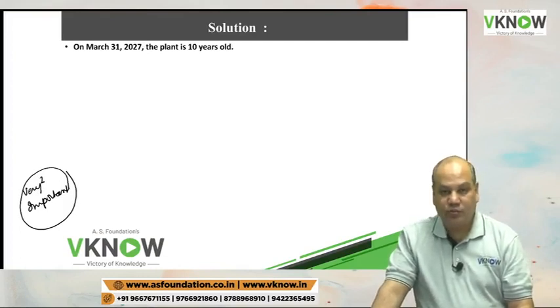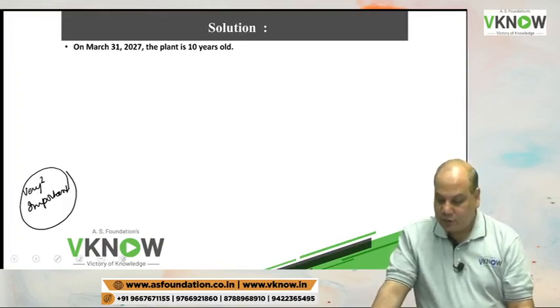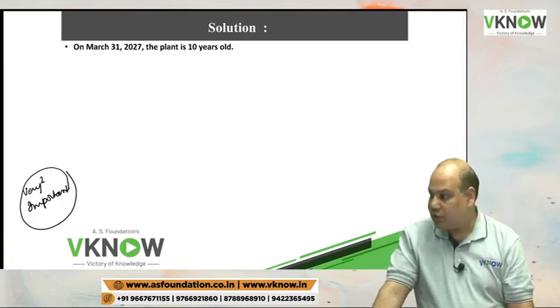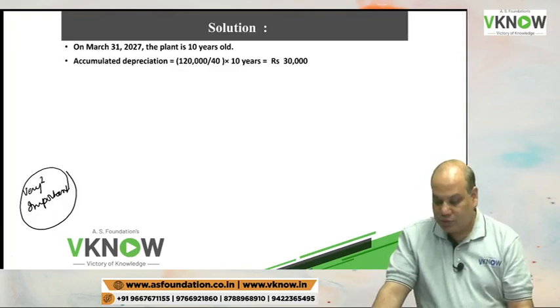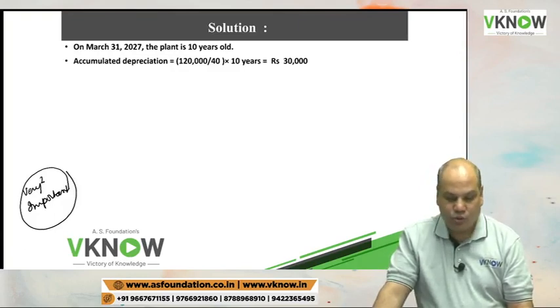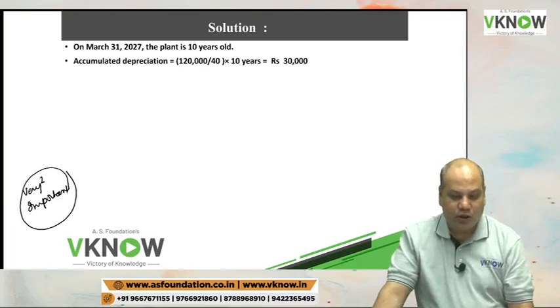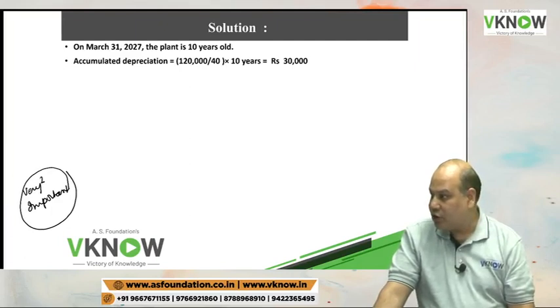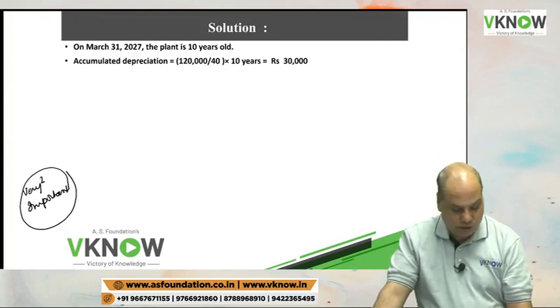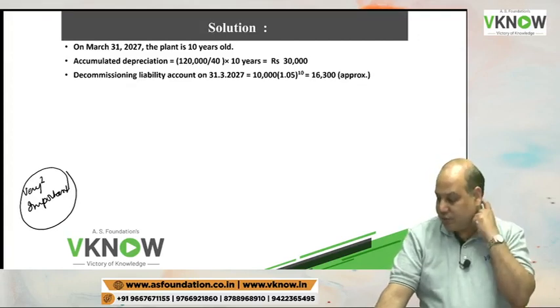On 31st March 2027, the plant is 10 years old. I am writing in simple language so that you can understand. Accumulated depreciation is equal to 1,20,000 divided by 40 into 10, which is 30,000.